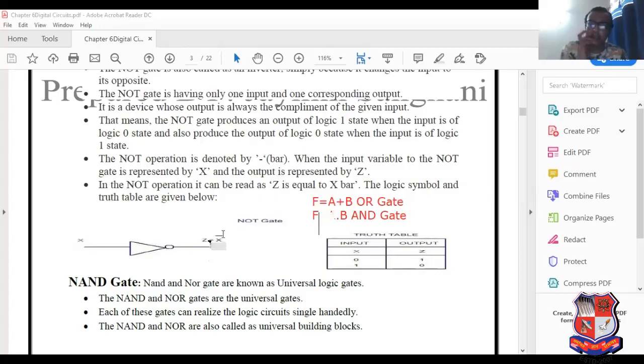So what is the example of NOT gate? Common emitter configuration. Simply say common emitter configuration is known as NOT gate. Now, NAND gate. Up till now, whatever gates we have discussed are known as basic logic gates. Now we will discuss the universal logic gates.